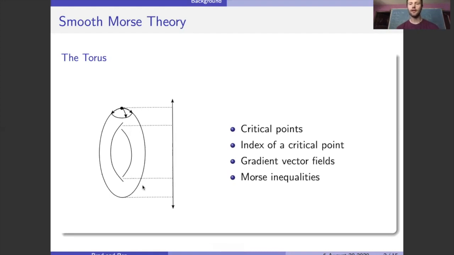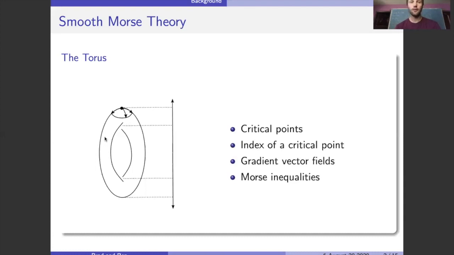So lots of interesting things one could say about smooth Morse theory. At each point that's not critical, we have an idea of which direction is downward. So we can think of that as a gradient vector field. So we have a gradient vector assigned to each regular point.